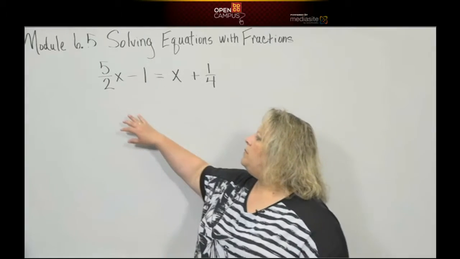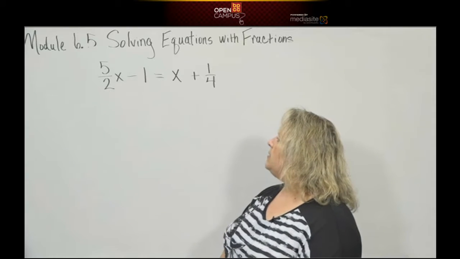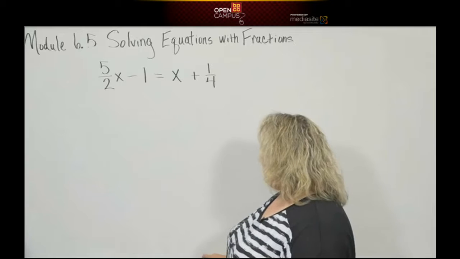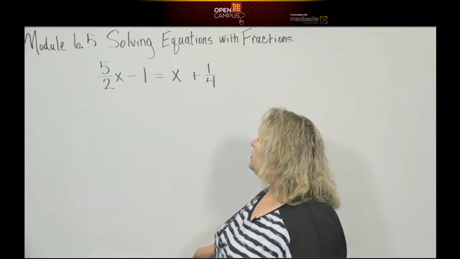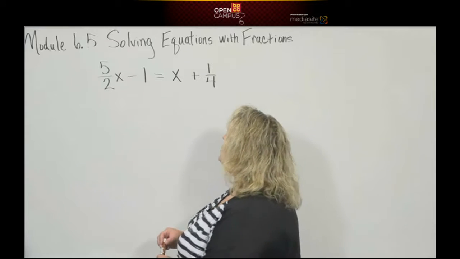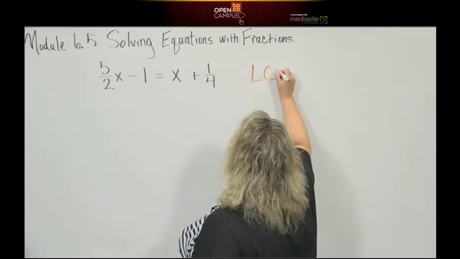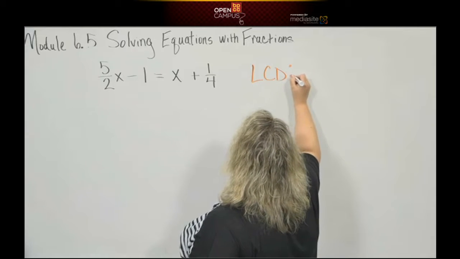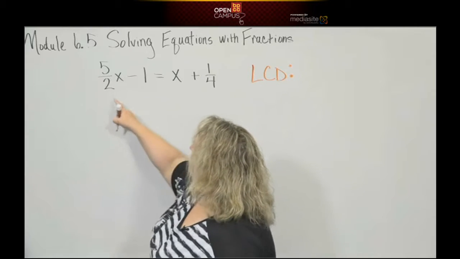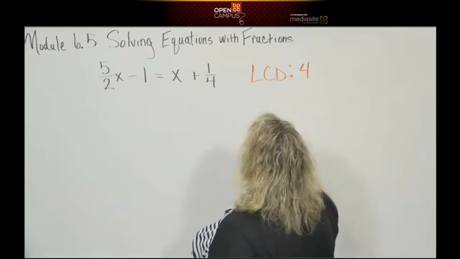Our other problem looks like this: 5 halves x minus 1 is equal to x plus 1/4. All right, so what we're going to do is find our least common denominator. And our least common denominator, remember what that means: the smallest number that both 2 and 4 will divide into. That's a 4 this time.